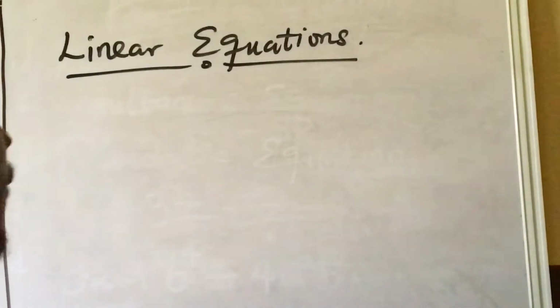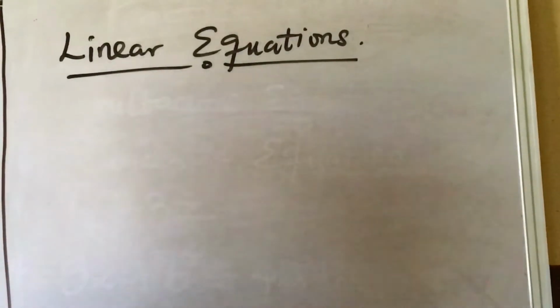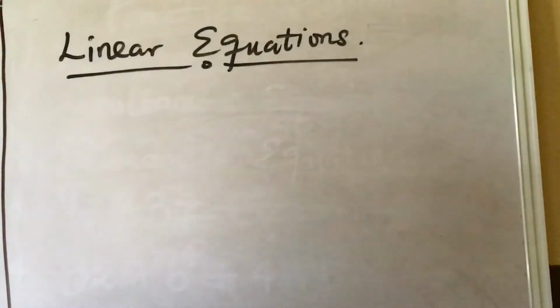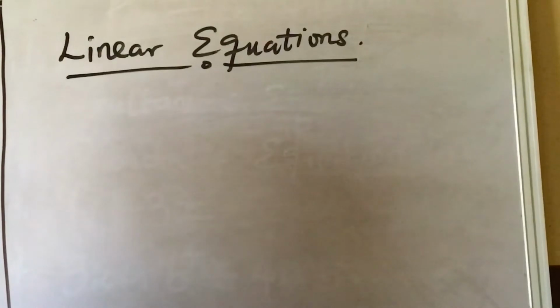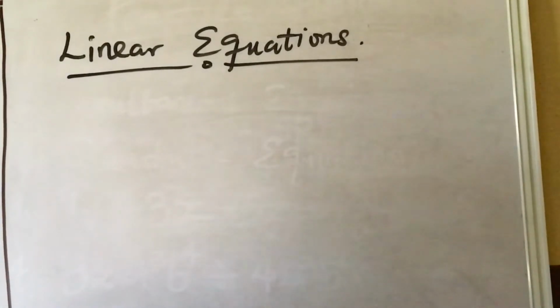In my last video, I explained the difference between algebraic expression and algebraic equation. And I said that what differentiates algebraic expression from equation is that the equation has an equality sign, which is also known as equal to, right? While the expression does not have.